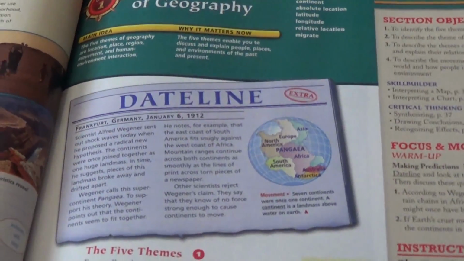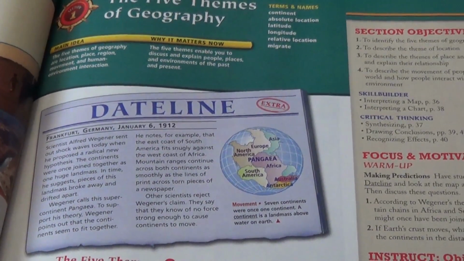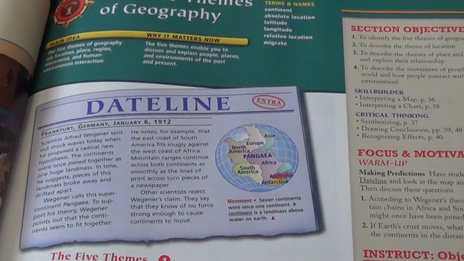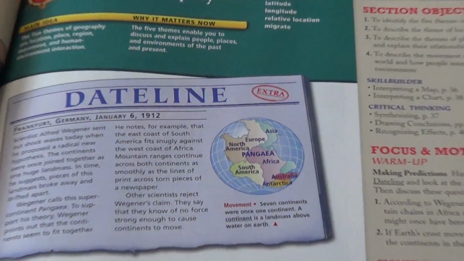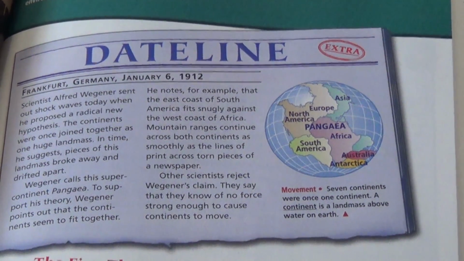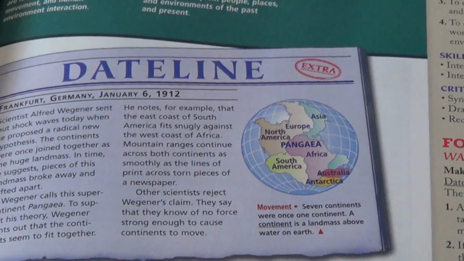Also, each section generally starts with a date line. These are little stories that are kind of like if you were to snip out a piece of a historical magazine or newspaper. So you can see here that they say this is taking place in Germany in 1912, and it gives you just an interesting way to understand the information. And they call that the date line.